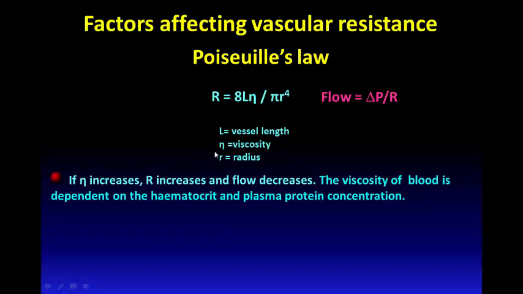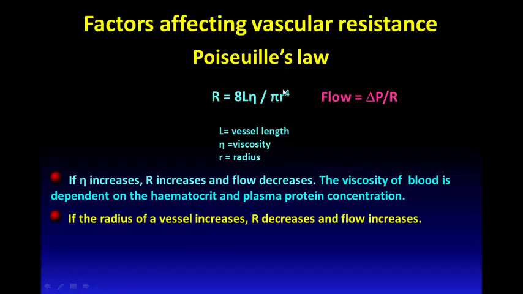If the viscosity increases, resistance increases from this relationship. On the other hand, as the resistance decreases, flow increases. If viscosity increases, resistance increases, and since we divide by the resistance, flow decreases. The viscosity of the blood is determined by the hematocrit and the plasma protein concentration.